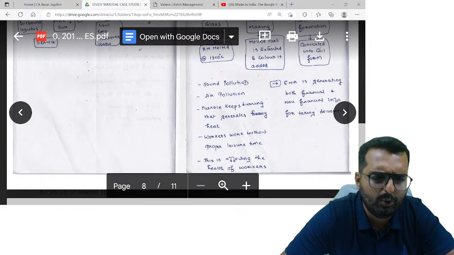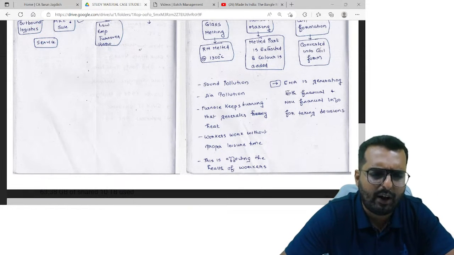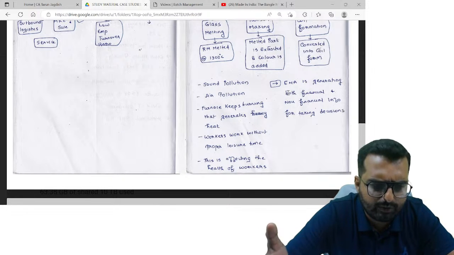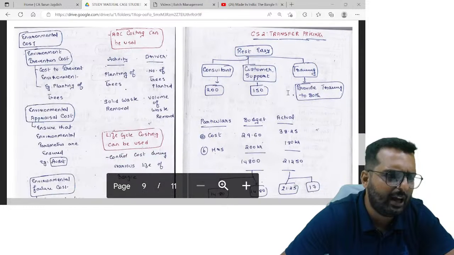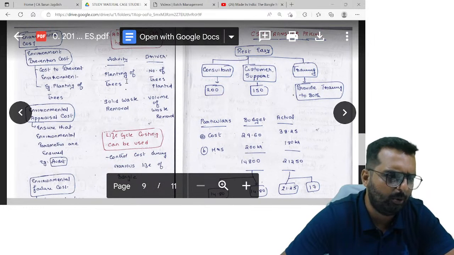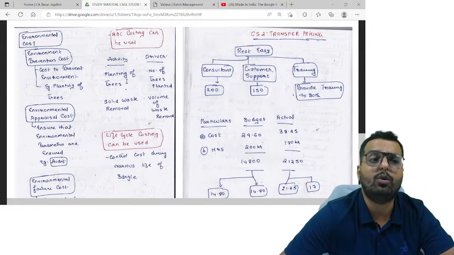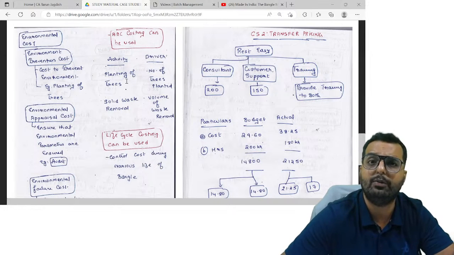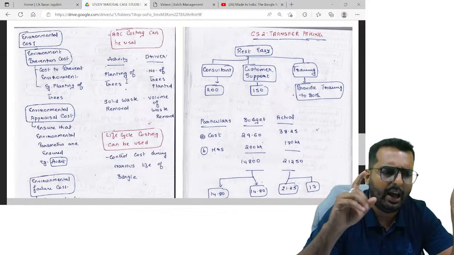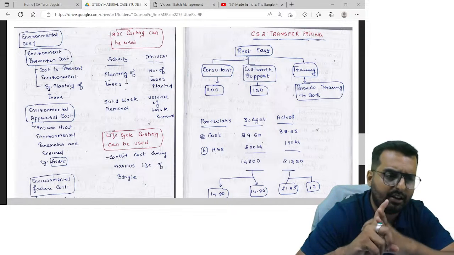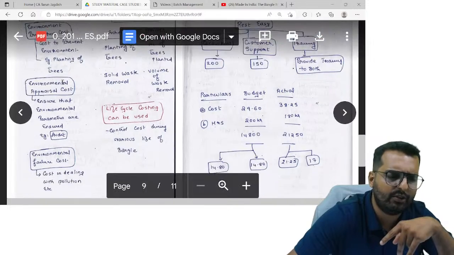So they have sound pollution, air pollution, furnace burning, workers work without leisure time, etc. To solve this, they are saying that you should have environmental reporting, where you should have environmental costs coming in, such as environmental prevention cost. You learned in the previous chapter, friends, modern business environment, environmental appraisal cost, internal failure cost, external failure cost, etc.